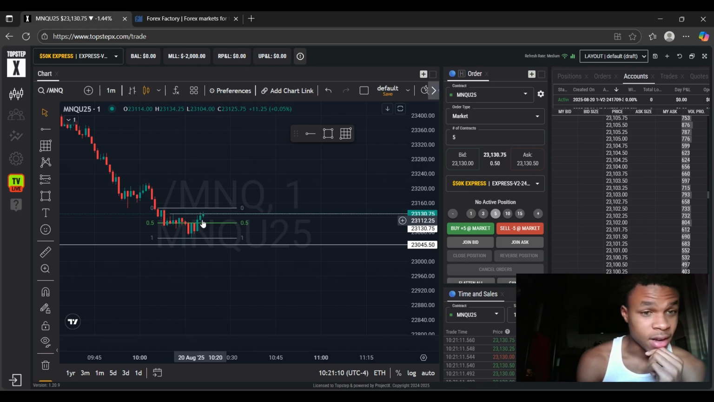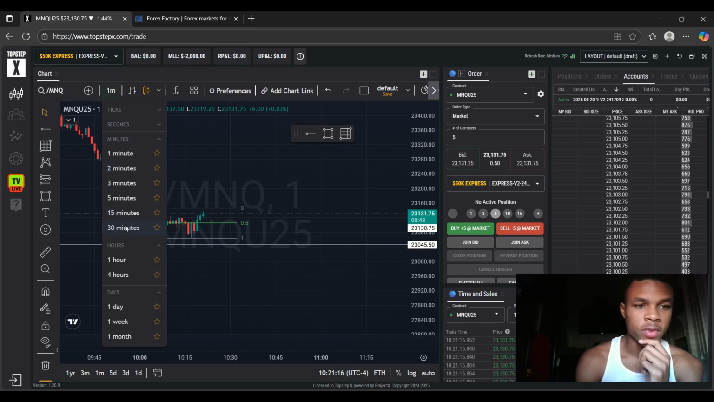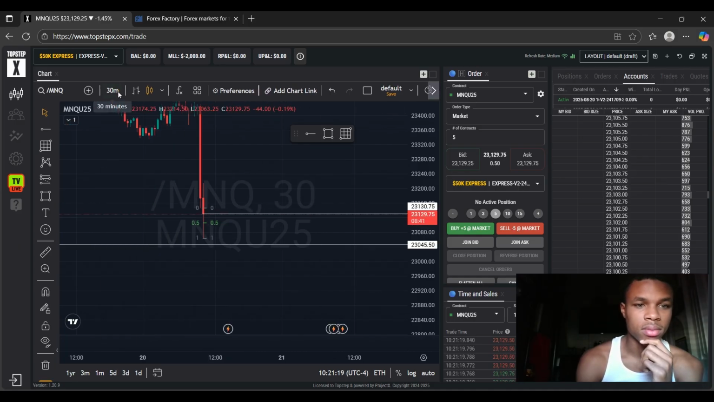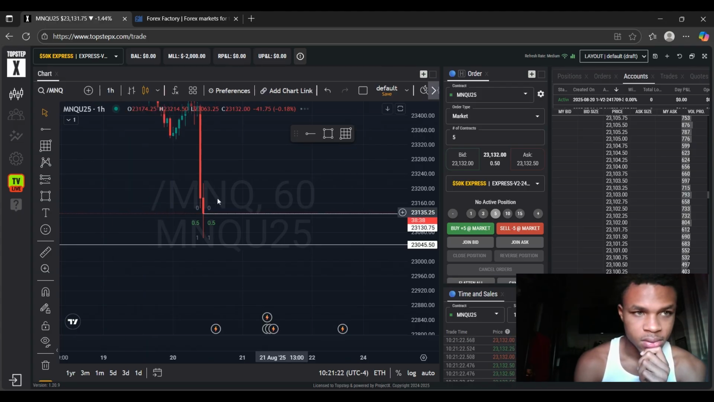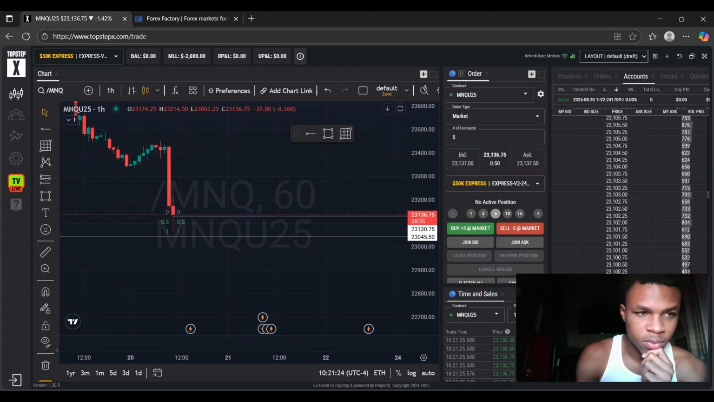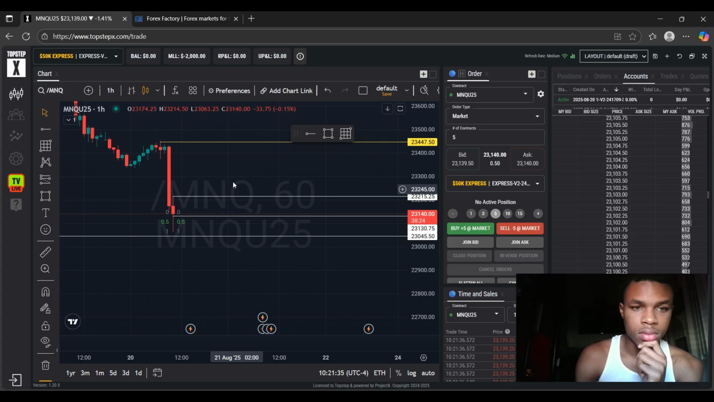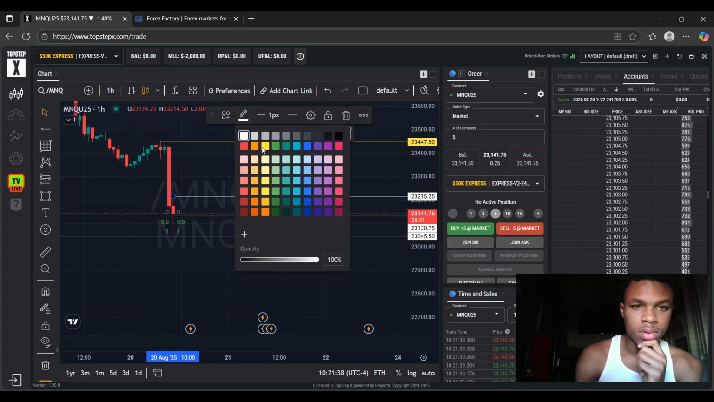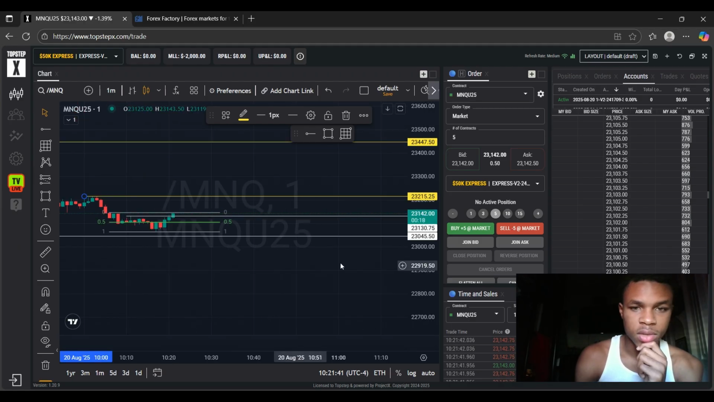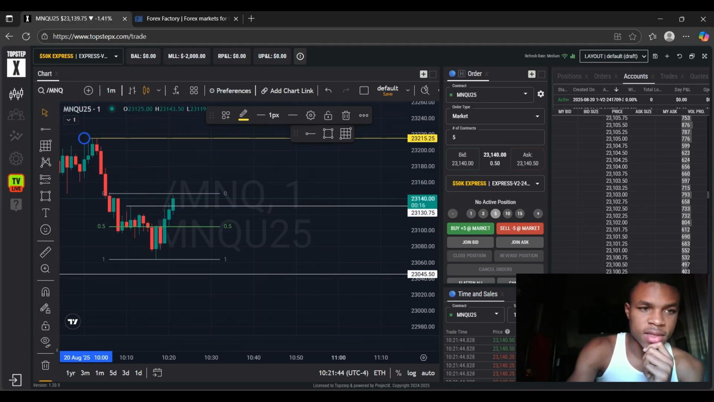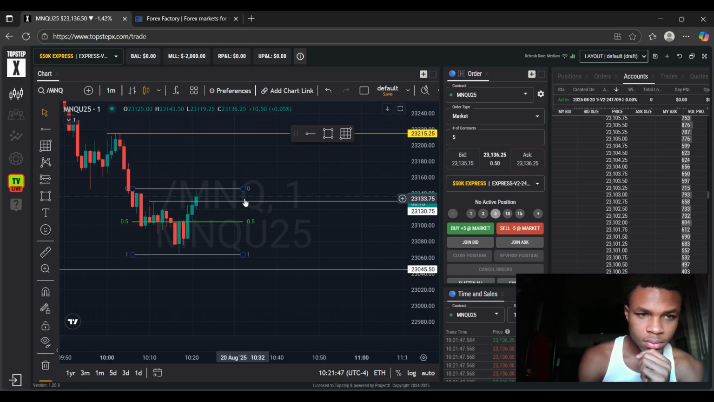All right, we're getting the leg up. I don't even have any draws on liquidity marked out. Let me see. It's so hard to mark on the 1 hour, so everything is just down here. So let's go to the 1 minute and see what price is doing. We got that breaker structure to the upside. Got the leg up.